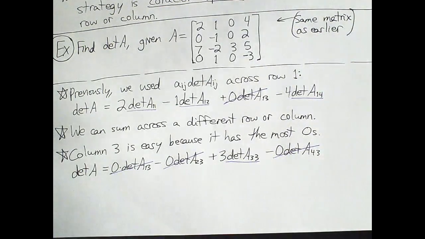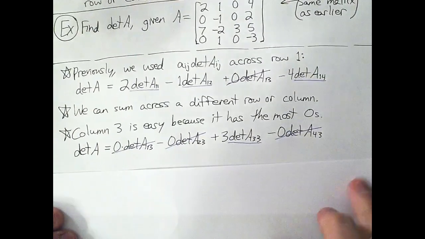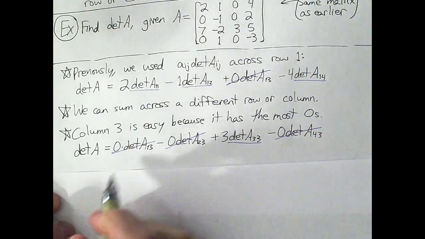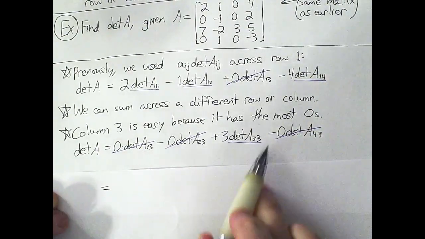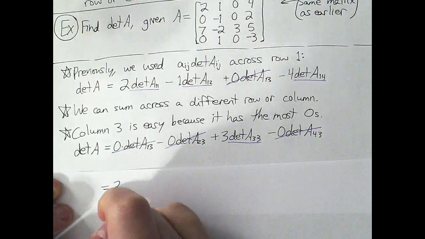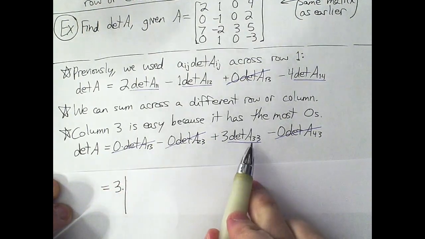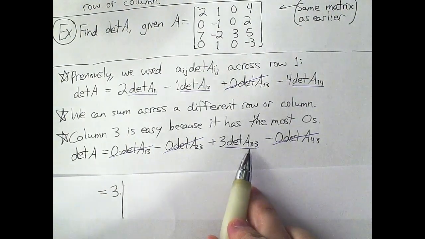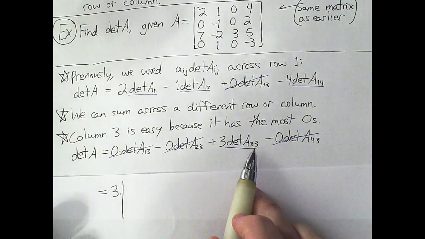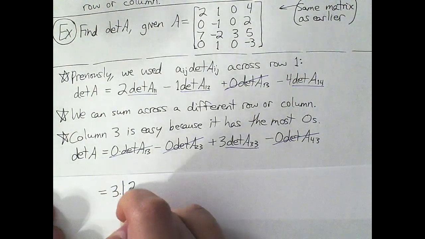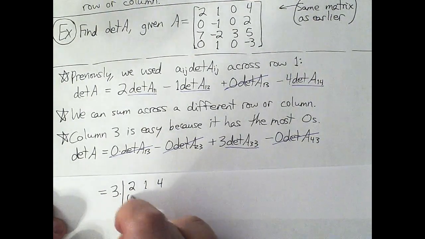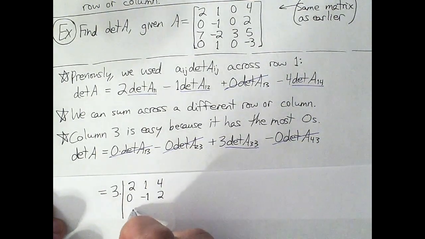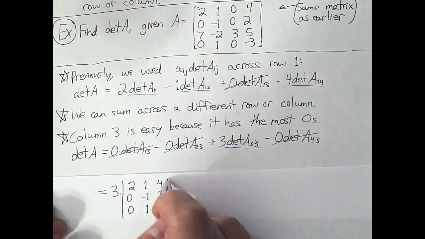Let's go to another page and let's finish this. We're going to make it even easier. So this equals, this is the only part of the problem that we actually have to do. Let's just write 3 times, what is this submatrix? Look at the entry at location 3, 3, and imagine deleting that row and that column and see what you're left with. You're left with 2, 1, 4, 0, negative 1, 2, 0, 1, negative 3.